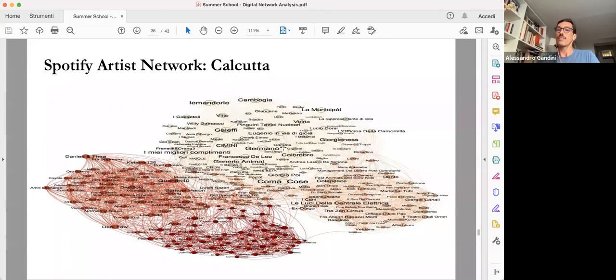So it is very simple, but if you're familiar with the scene, this makes a lot of sense, because it can tell us that Calcutta is actually a bridge between different subcultural communities in the music listening practices in the Italian indie context. And this tells us simply and quite easily by playing in the kind of way that I showed you so far.